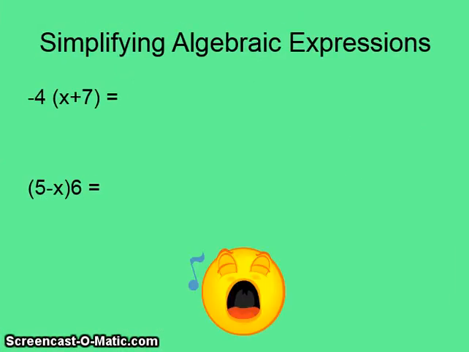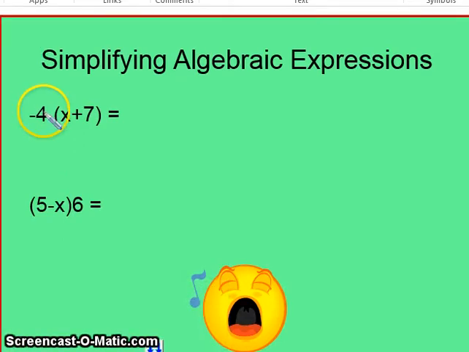Alright, now let's do some algebraic expressions. So instead of just numbers, these have variables. But they work exactly the same way. I have a negative 4 times the quantity x plus 7. I can multiply negative 4 by each term inside the parentheses. Remember, the terms are what are being separated by a plus or a minus. So here my terms are x and 7. So I can multiply negative 4 by each of these terms.